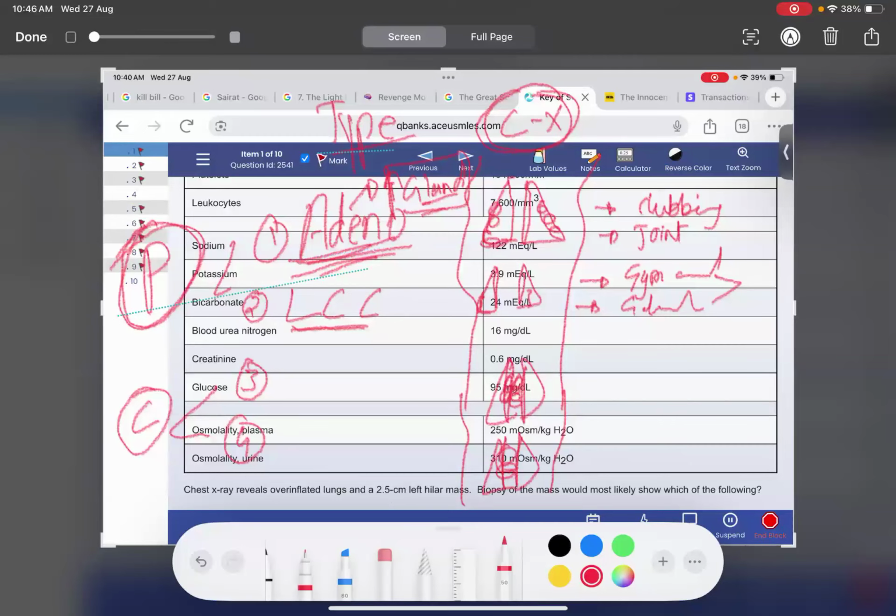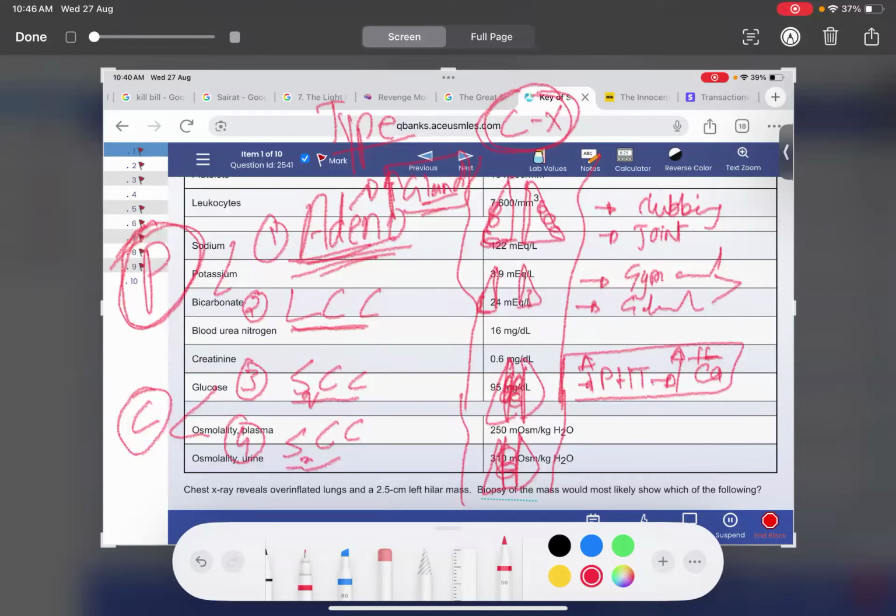Number one, squamous cell carcinoma of the lung, and small cell carcinoma of the lung. Squamous cell and small cell are present centrally. The most common association with squamous cell carcinoma is ectopic release of increased PTH, which will lead to high calcium in the blood. This is the most powerful association with squamous cell carcinoma.